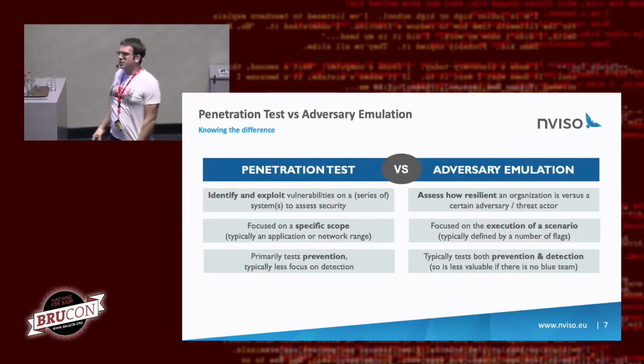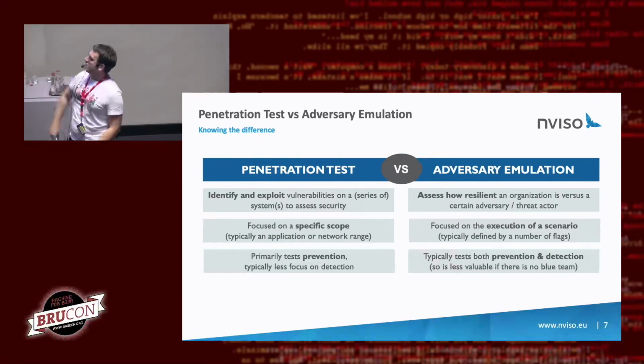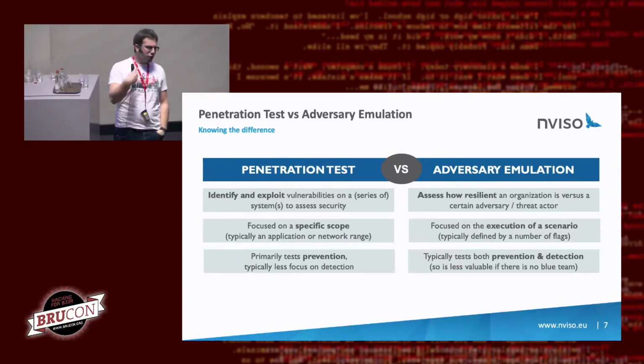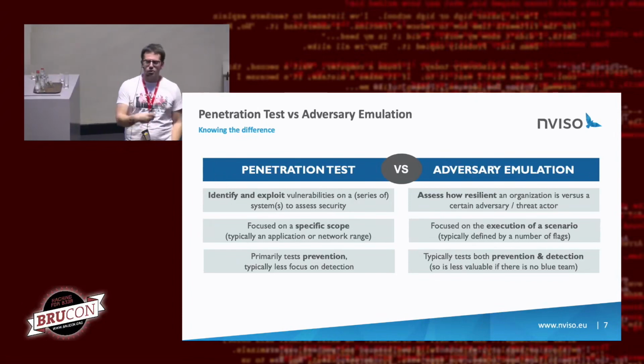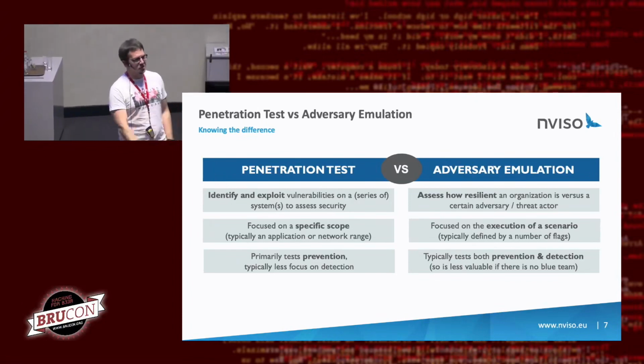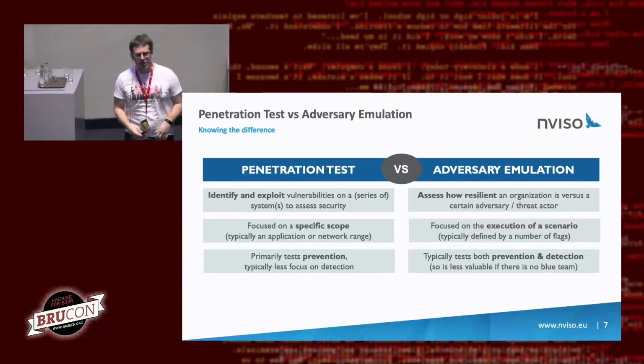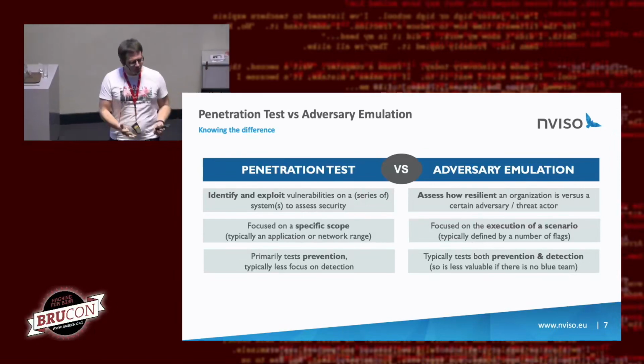So pen testing versus adversary emulation: left-hand side, pen testing, right? Identify an exploit. You go for a specific scope, right? I want you to pen test this system. Excellent. So I'll launch my scans and I'll see what I find. Or even if I do it manually, you're quite often limited to a certain scope.